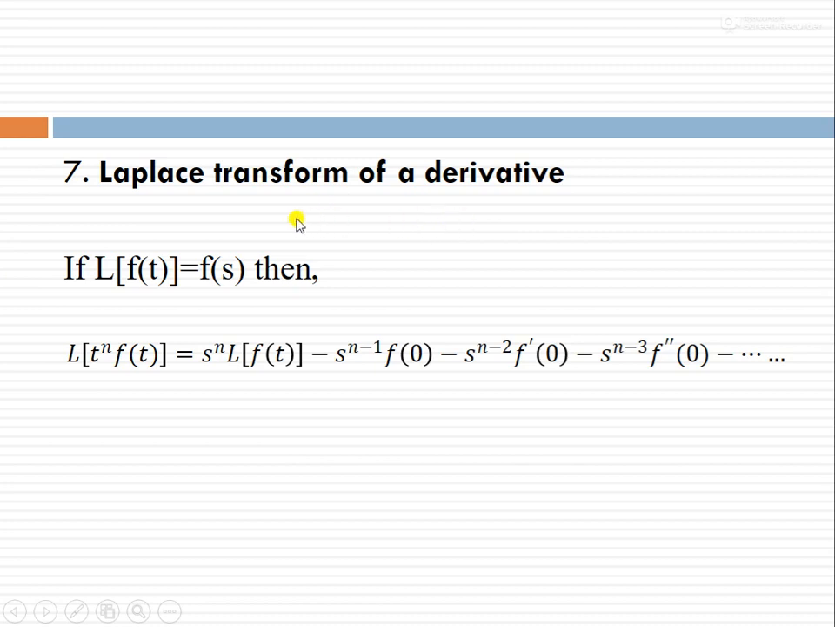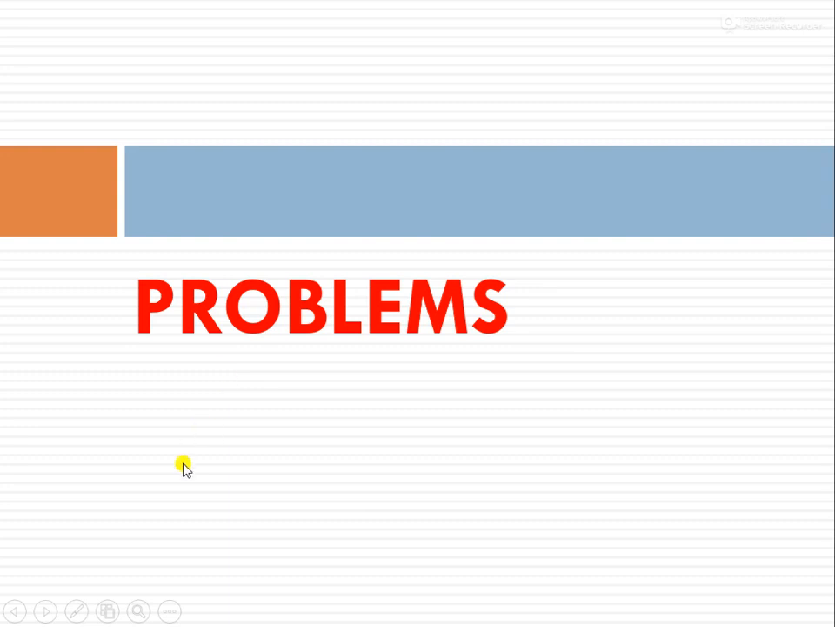Then the last one is Laplace transform of derivative. Here the Laplace transform of f of t equal to F of s. Then Laplace transform of f raised to n of t, where n is the nth derivative, equals s raised to n Laplace transform of f of t minus s raised to n minus 1 f of 0 minus s raised to n minus 2 f dash of 0 minus s raised to n minus 3 f double dash of 0, etc. These are the properties of the Laplace transform, so you need to be thorough with this.